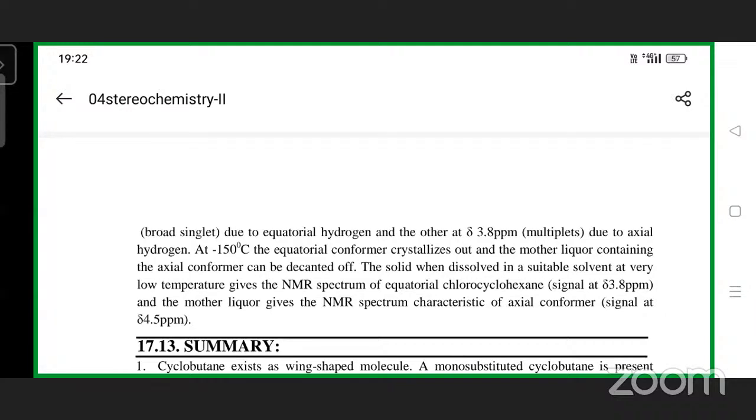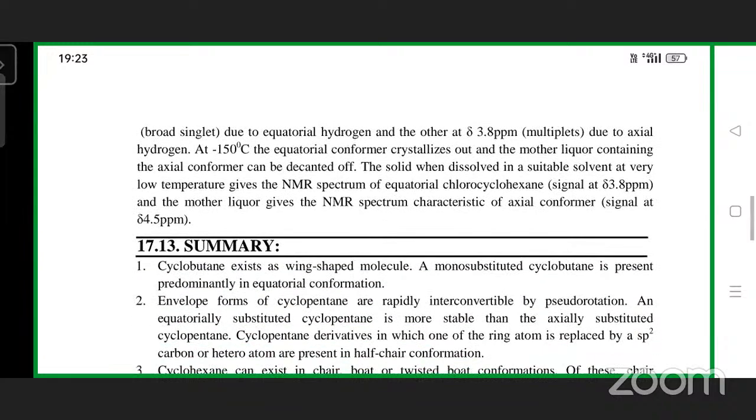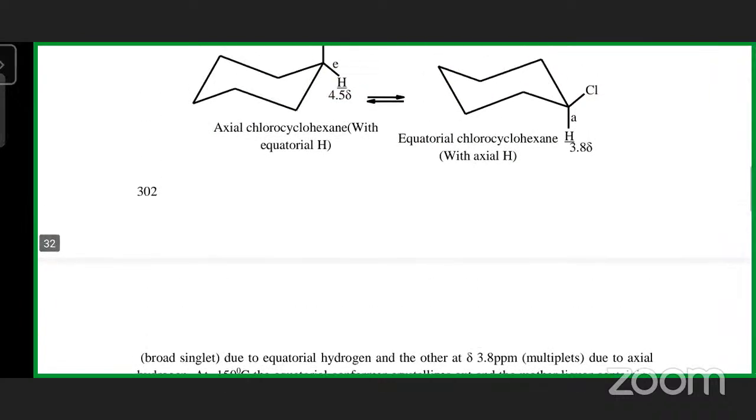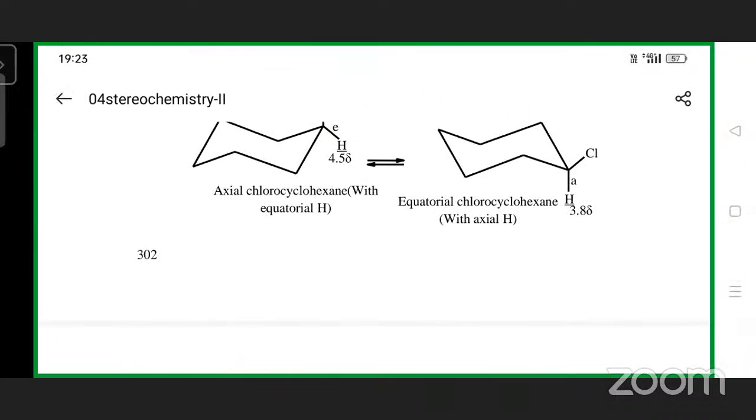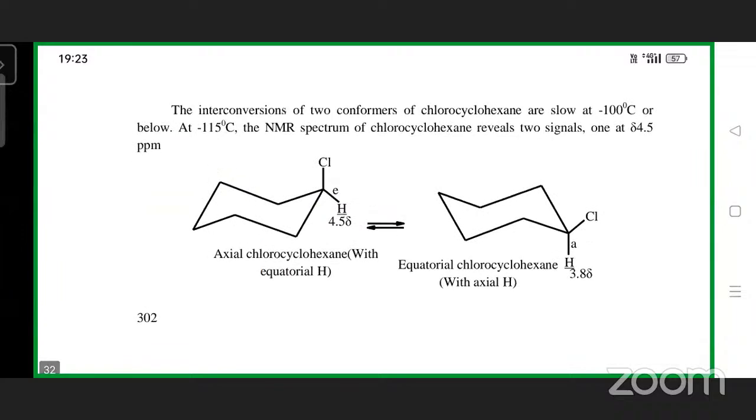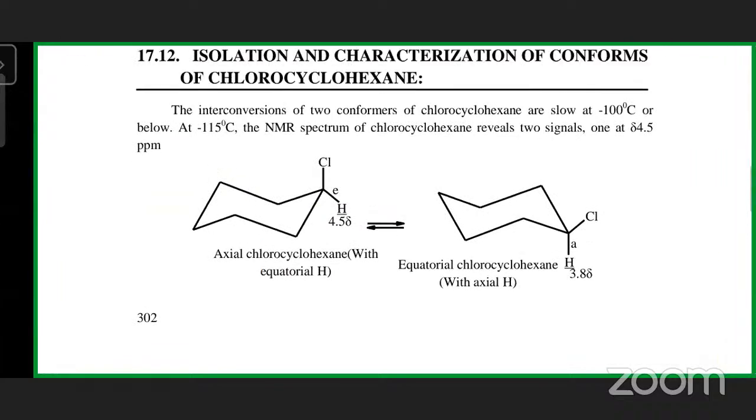Here you see it is 4.5, which means it appears in the downfield region, and 3.8 is in the upfield region. So like that you can differentiate the isomers here. The two isomers can be differentiated by this conformation analysis.